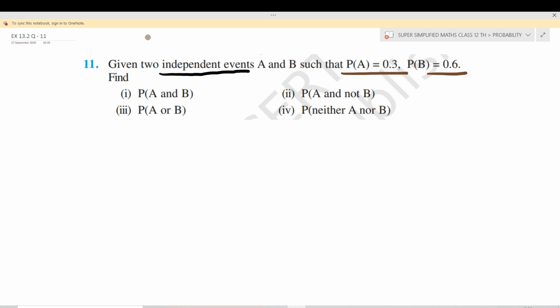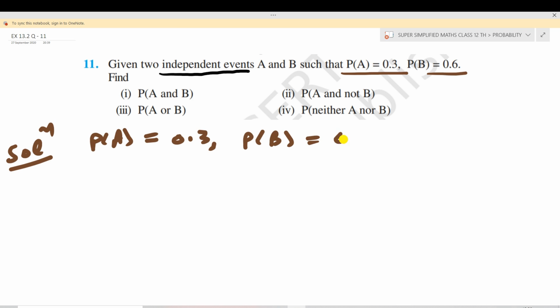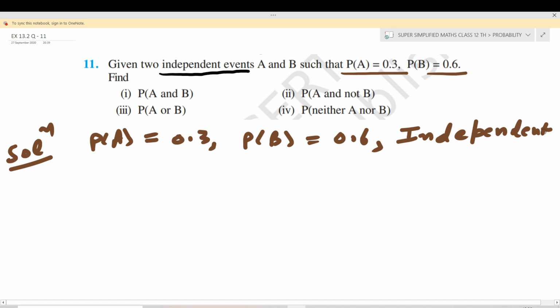Now we move to question number 11 of exercise 13.2, and here we can see that it is given in the question that A and B are two independent events. The probability of happening of A has been given to be 0.3 and the probability of happening of B has been given to be 0.6. We have to find a different value in every case.